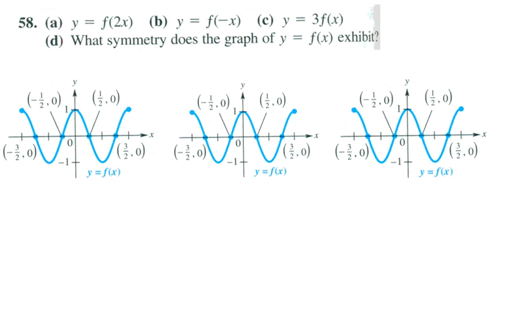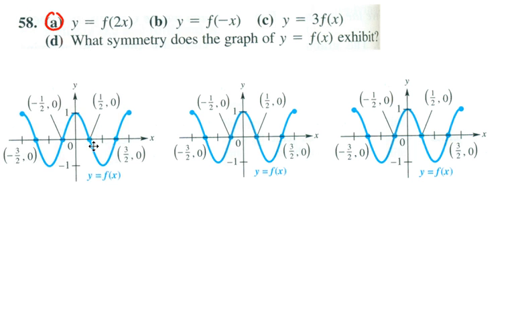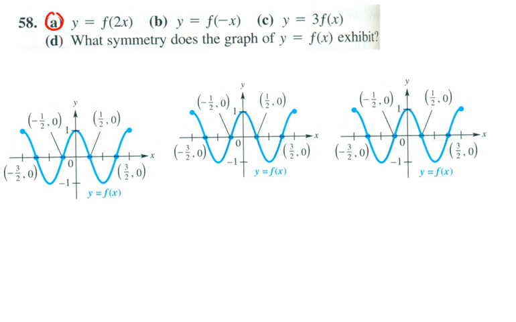All right, let's go to our next problem. So go to number 58 on your sheet. That's the next one we're going to look at. And we're going to start over here with choice A again. So when we have f of 2x, we're going to be doing a horizontal shrink. Because remember, on the inside, when we multiply by 2, it's actually going to cut everything in half.